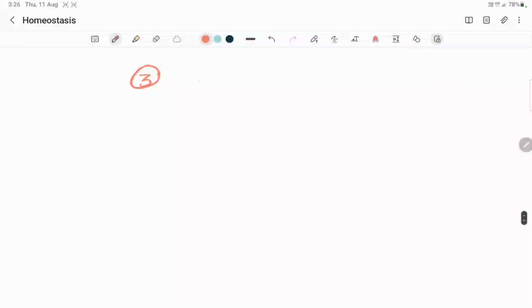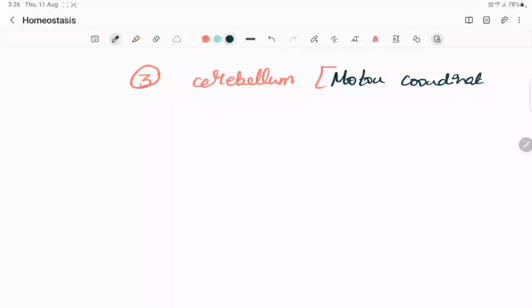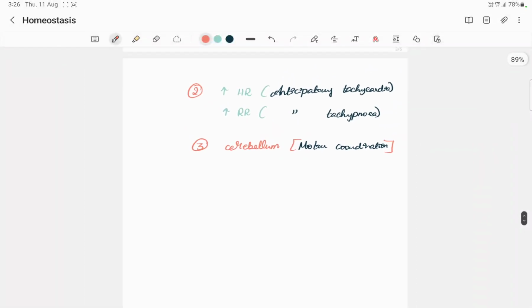So the third example is the role of the cerebellum in motor coordination. For example, when a driver is braking before a collision has occurred to avoid a collision. Anticipatory. So, before the stimulus has occurred, before the collision, a driver is braking. So, this is the role of the cerebellum in motor coordination. So, this is about homeostasis.